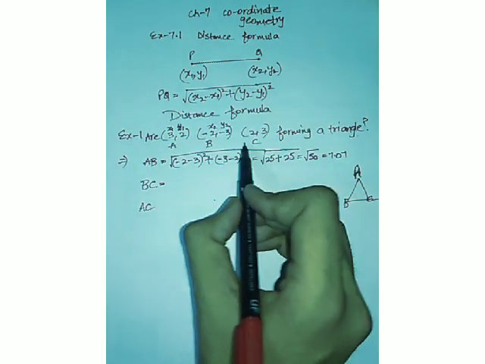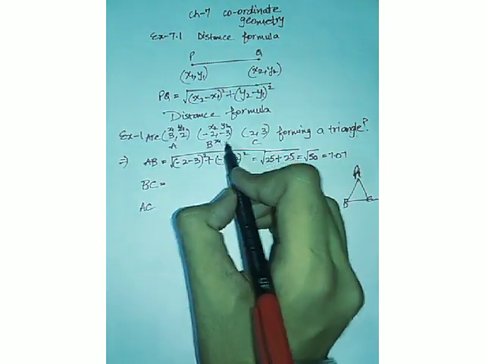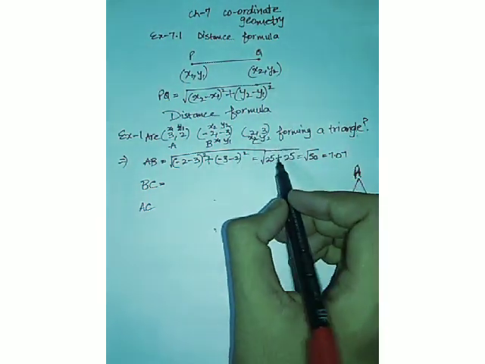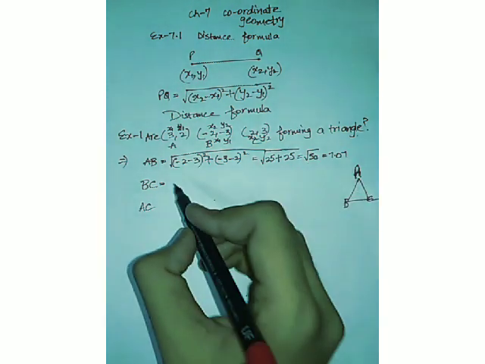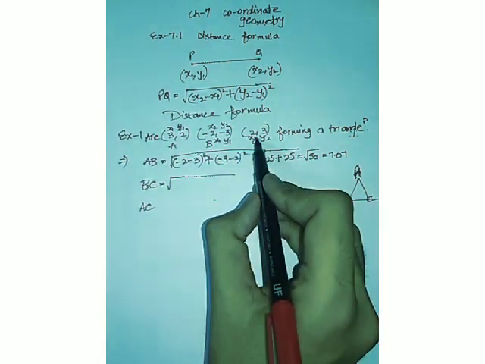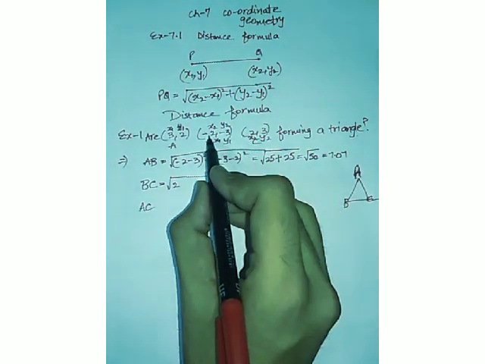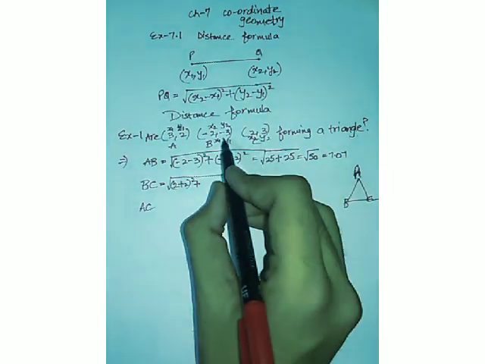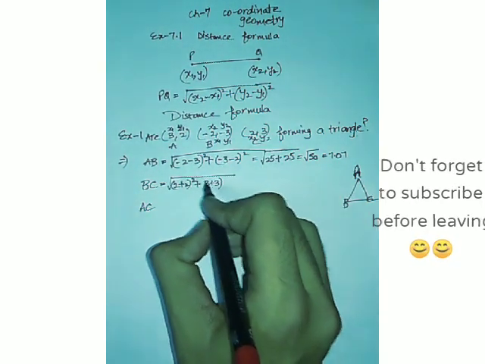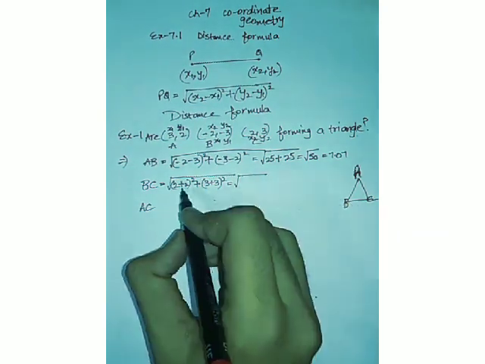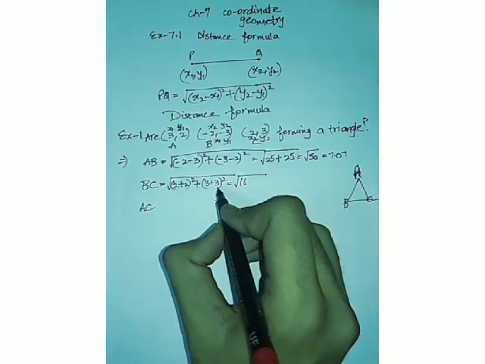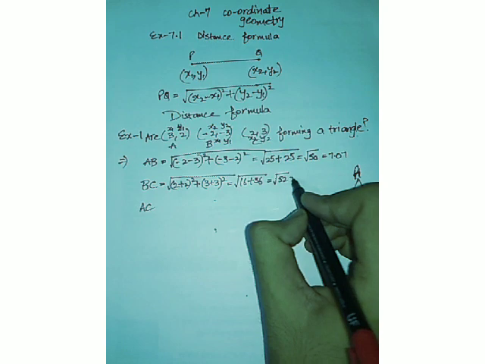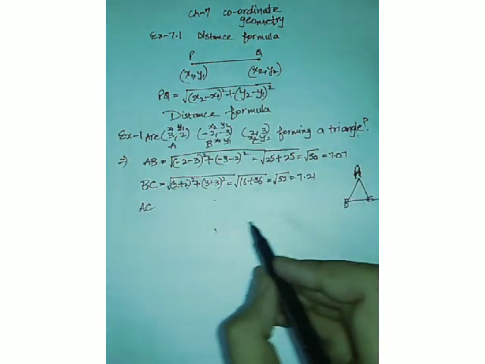All right, now BC. When you find BC, these points will become x1 y1 and these points will become x2 y2. You don't have to write this while solving a sum, I am writing it just to make you guys understand. Let's write x2 minus x1, 2 minus minus 2, so 2 plus 2 whole square, plus y2 minus y1, 3 minus minus 3, that is 3 plus 3 whole square. What will you get? 4 square, that is 16, 6 square, that is 36. After adding you will get root 52, and root 52 is approximately equal to 7.21.